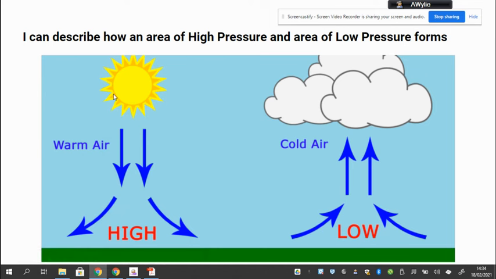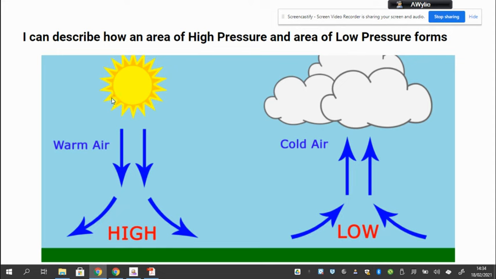Because the air is sinking, there will be very few clouds forming. Clouds form because air is rising. We'll talk more about that in a second. Therefore, in areas of high pressure, it's fair to say you're going to get little or no clouds present.